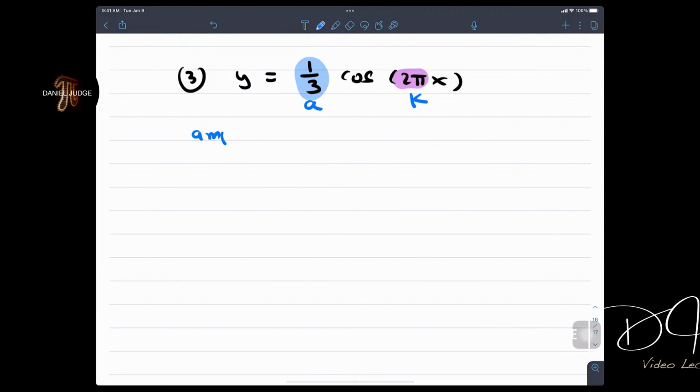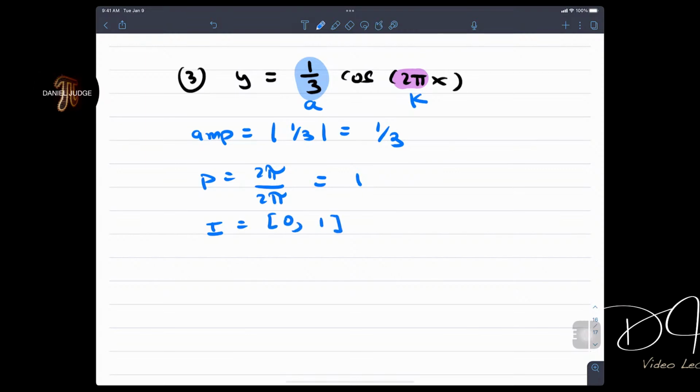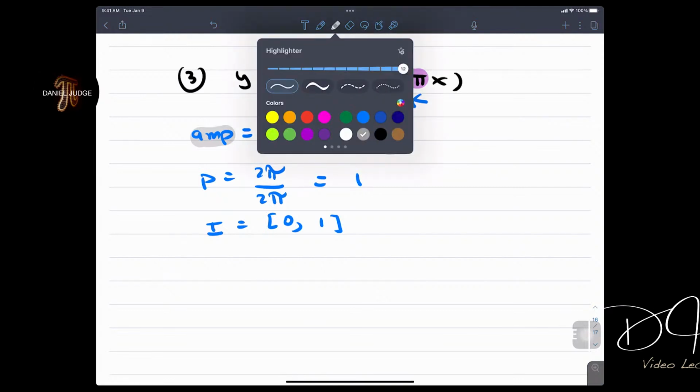So my amplitude is the absolute value of a, which is the absolute value of 1/3. Your period is 2 pi over k. K is 2 pi in this case, and so that means my period is 1. And that's nice because my interval of 1 cycle goes from 0 to 1 now. So again, I have all that information just by reading what we're looking at. And here's my period.